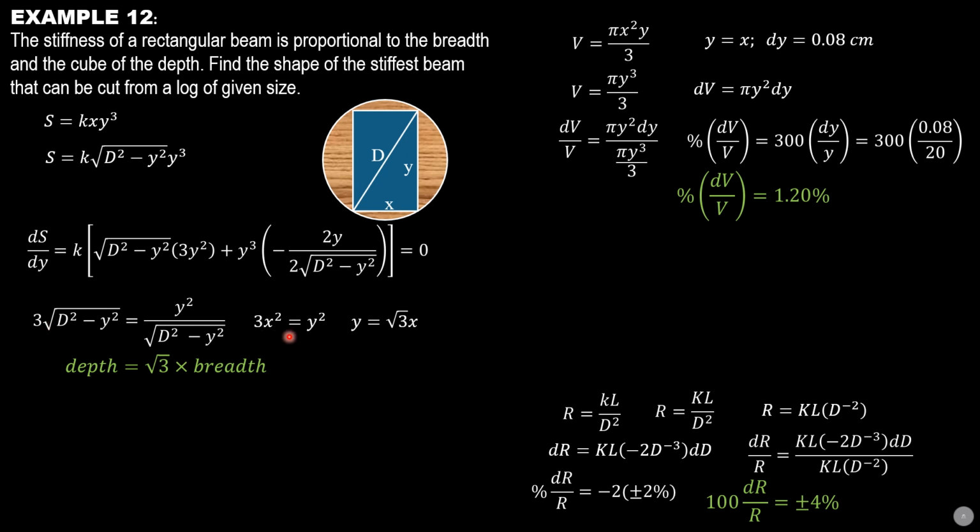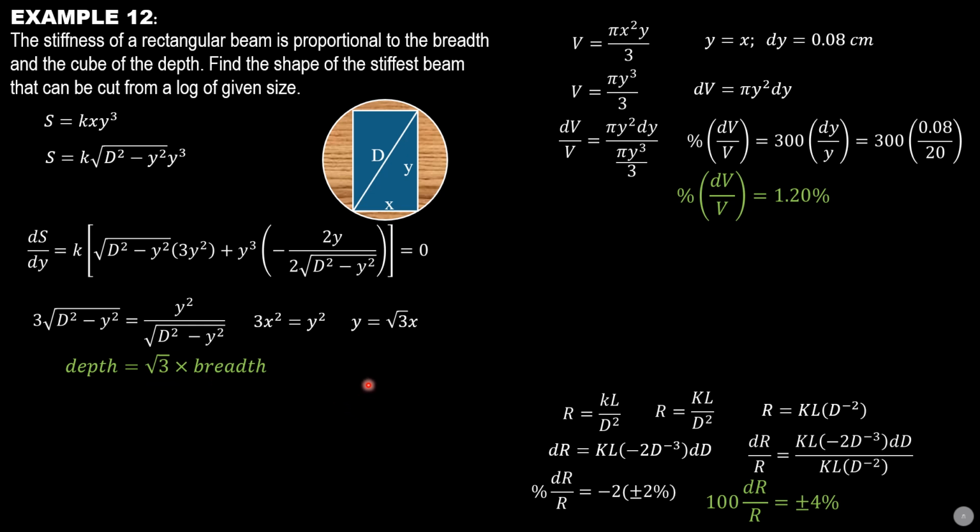Cross multiply 3 times quantity d squared minus y squared, and take note that d squared minus y squared is x squared, then equals y squared on the right side. Extracting the square root, so y is square root of 3 times x, which means that the depth is square root of 3 times the breadth. So the statement being that the stiffness of a rectangular beam is proportional to the breadth and the square of the depth, then this relationship would be square root of 2 times the breadth.